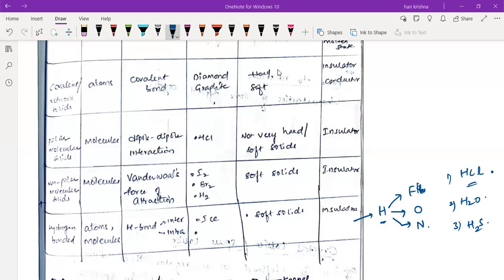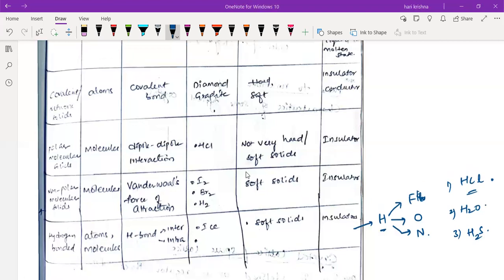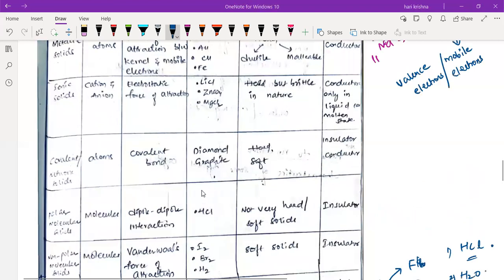What is the meaning of insulators? The electric current does not flow freely. Very good. They will not conduct the electricity. That is the insulators. So any doubts in this tabular column, you can ask me. I will explain it.